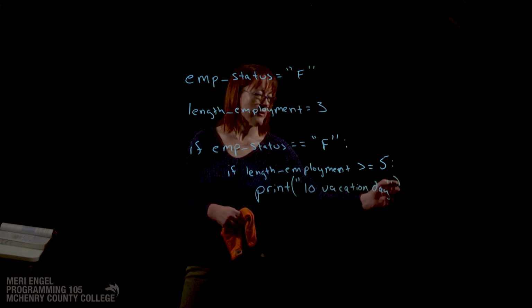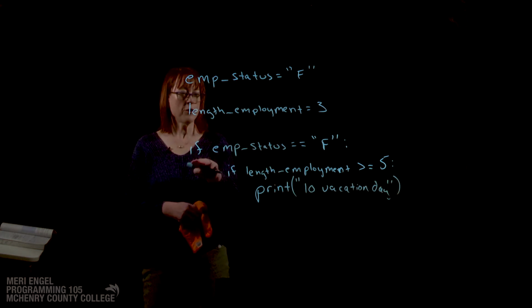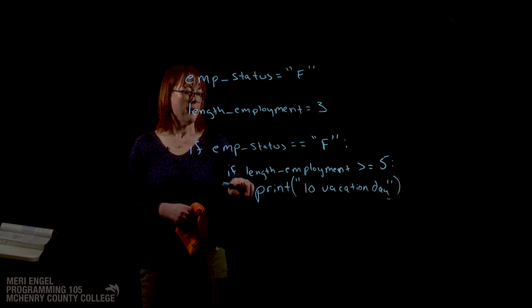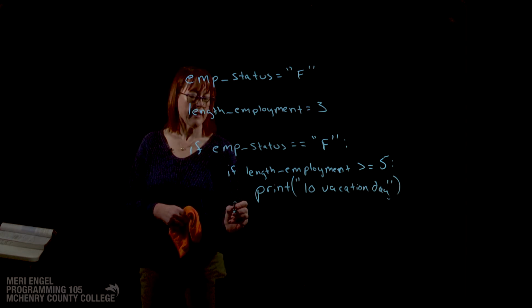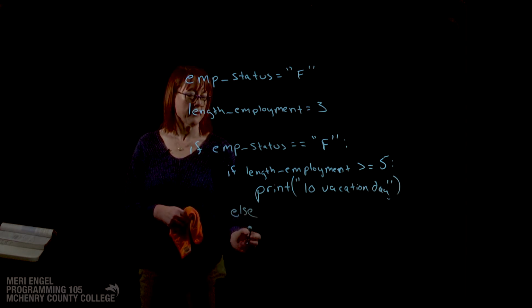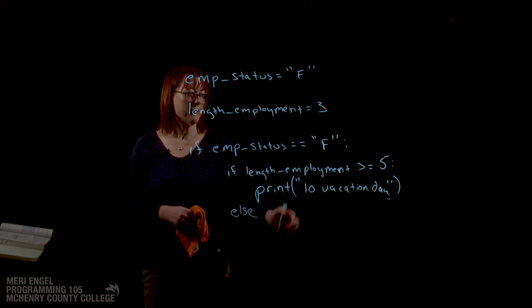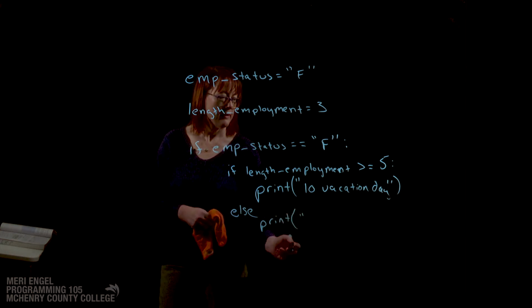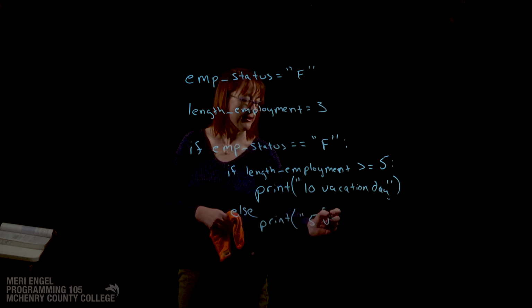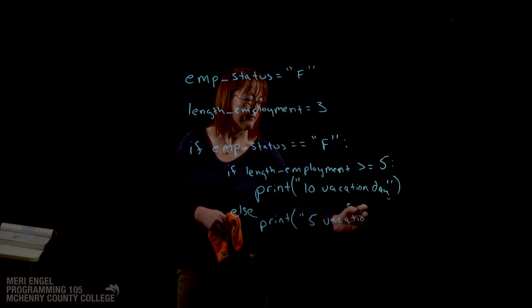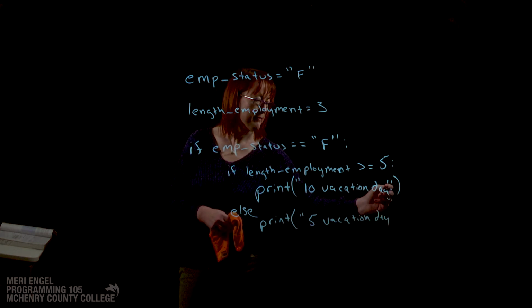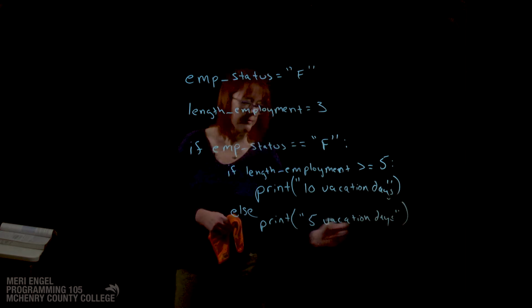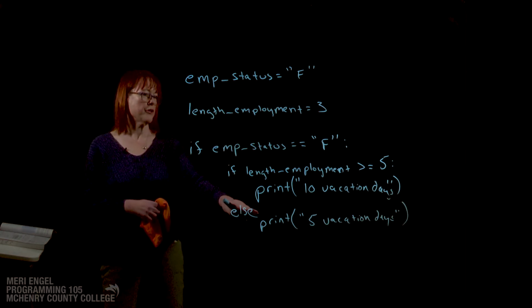But we have other options we have to indicate. So they could be full-time, but they might not be there for greater than or equal to 5 years. So we'd have an else statement here, which would mean that they're not greater than or equal to 5, in which we would print "5 vacation days." So that handles that combination of options.